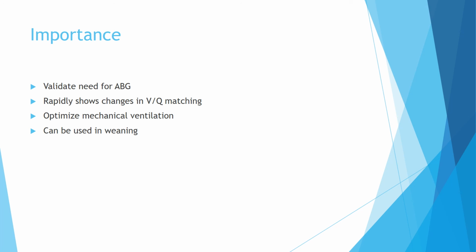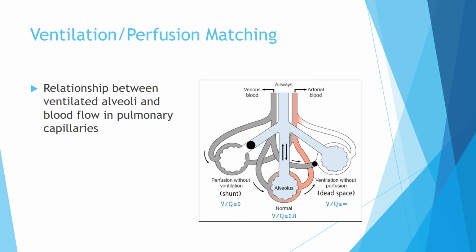So we use it because it can validate the need for a blood gas. It's a non-invasive way of monitoring a patient, because it's a lot easier to continuously monitor end-tidal CO2 than it is to stick a patient every 4 hours. There's a lot of risk associated with that. If you're entering somebody's vein that frequently, they're at high risk for blood loss or maybe an infection at the site. Plus, when you have a continuous monitor on, you're able to rapidly see changes in your VQ matching, compared to only when you get a gas. It can also be used for optimizing ventilation.